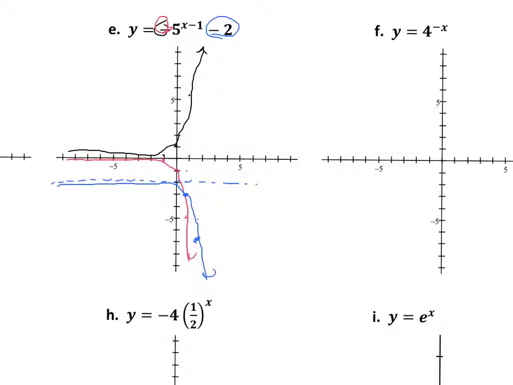So we took the black one, flipped it over. We took the red one, we shifted it right 1 and down 2. And that's our new graph.